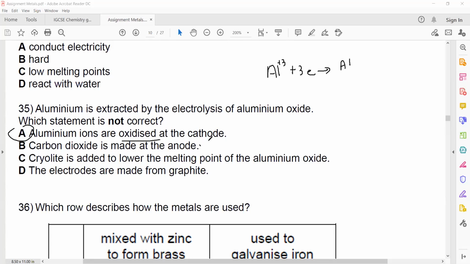Carbon dioxide is made at the anode. That's true because carbon reacts with oxygen. Cryolite is added to lower the melting point. That's correct. Electrodes are made up of graphite. That's also correct. And this change is called reduction, not oxidation. So A is not correct.